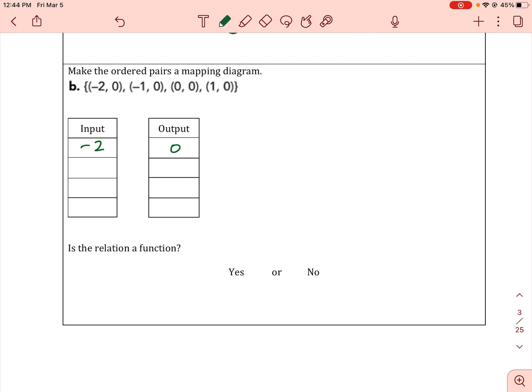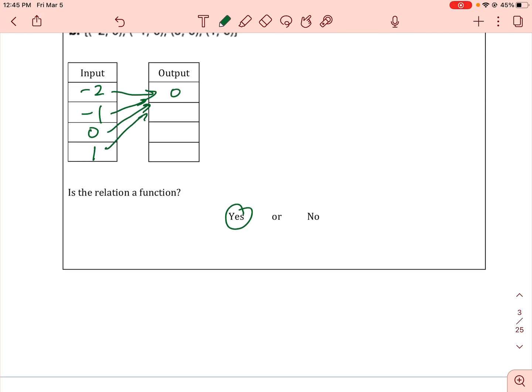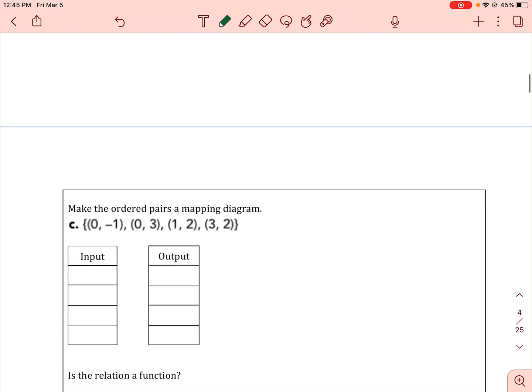So I have -2, 0, -1, 0. I don't need to put another 0 because my first point goes to 0. And in fact, all of them will map to 0. And yes, this is still a function because your input values never repeat themselves. Your inputs can go to one output, but multiple inputs cannot split to two different outputs.